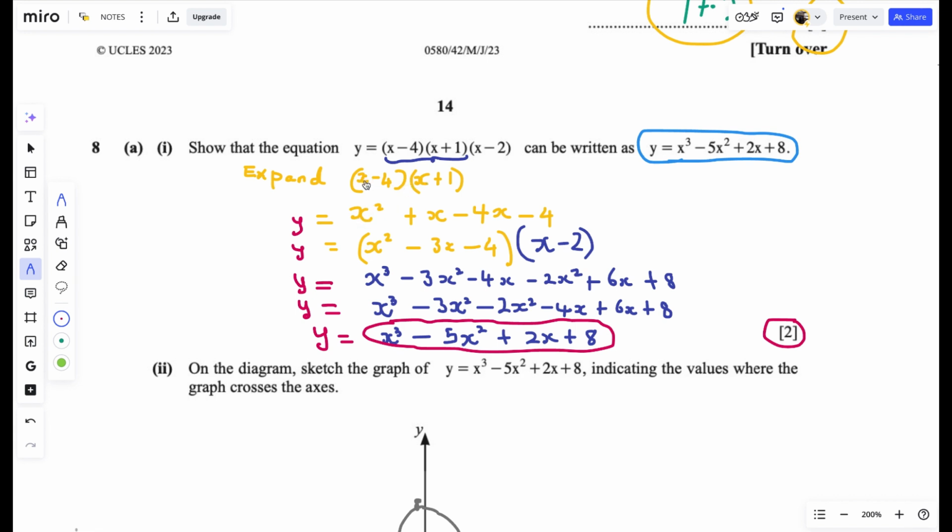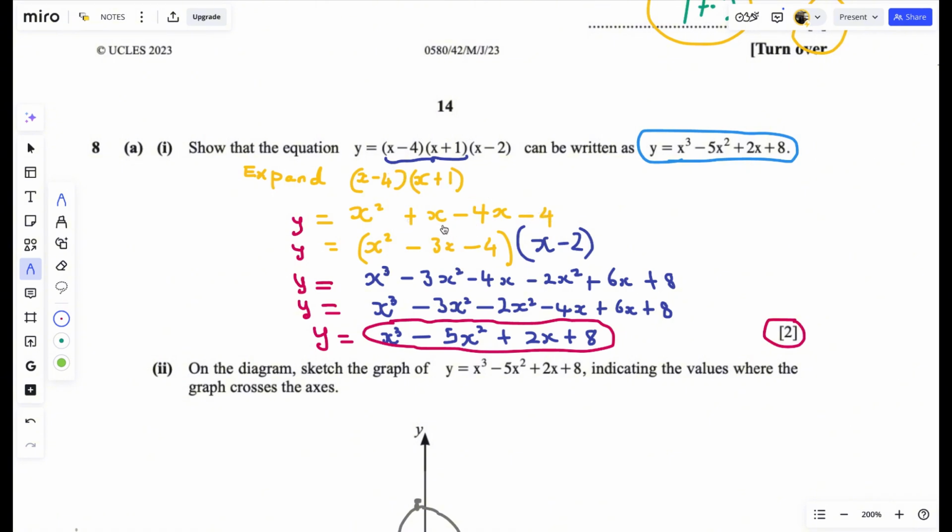Then this same x multiplied by 1, we get x. Then we're done with using this x to multiply these two terms inside the bracket. Now we take the negative 4 to multiply everything inside the bracket. Negative 4 times x, we get negative 4x. Now negative 4 times plus 1, you get negative 4.